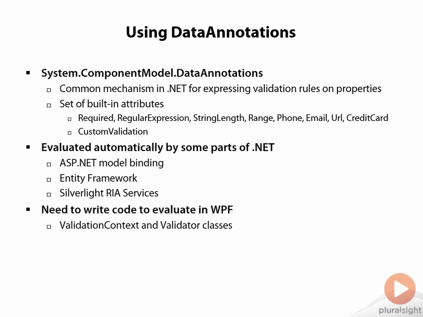Now, WPF does not automatically evaluate these, so you have to write a little bit of code using two classes from the data annotations namespace, ValidationContext and Validator, to get it to basically reflect on the property, find the attributes, evaluate the rule, and return an appropriate error if validation has failed. So let's take a look at how we can integrate this into our validation scenarios in WPF.